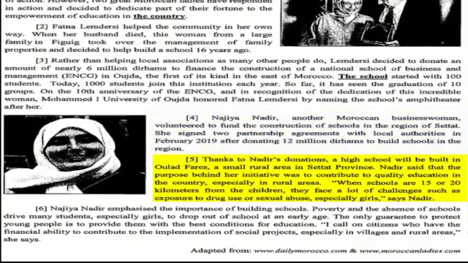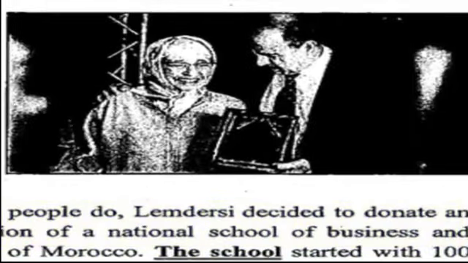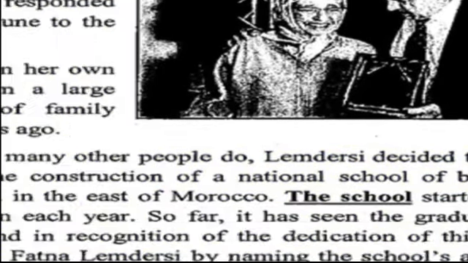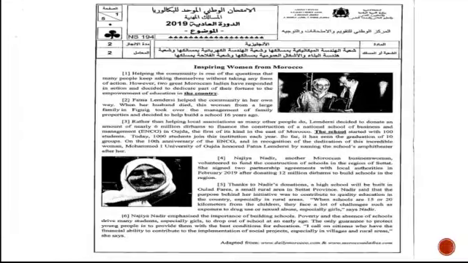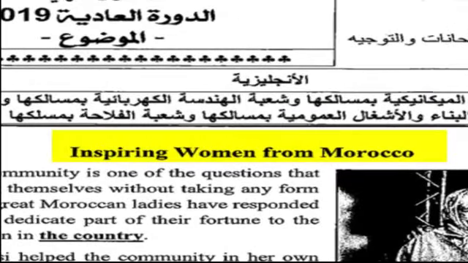The second thing you should bear in mind, after knowing how many paragraphs you have got, is to have a look at the pictures or photos you've got there. They give you a certain idea about what the text is going to be about. The third thing you have to know is that sometimes they give you a title of the text, and here the title is Inspiring Women from Morocco.